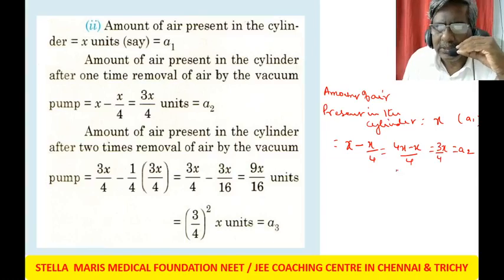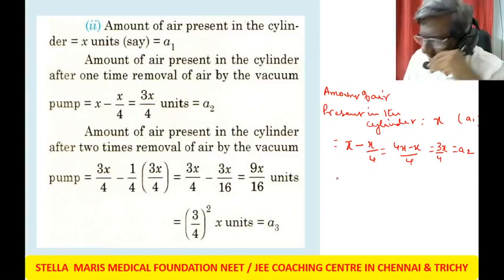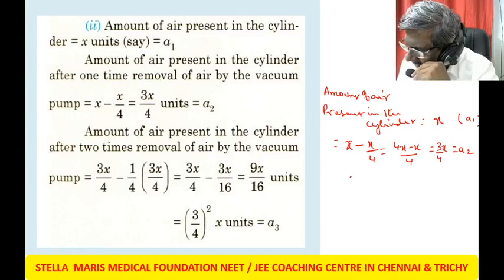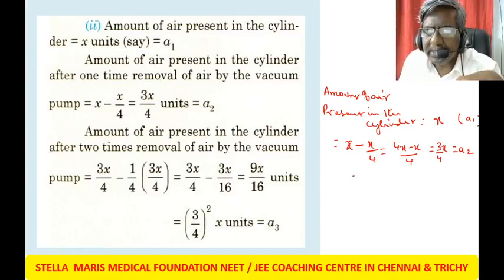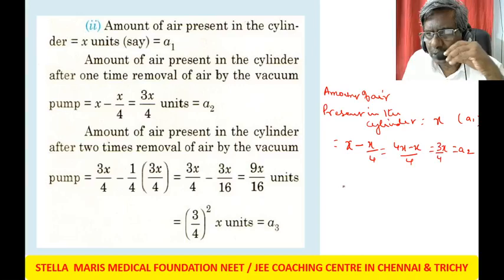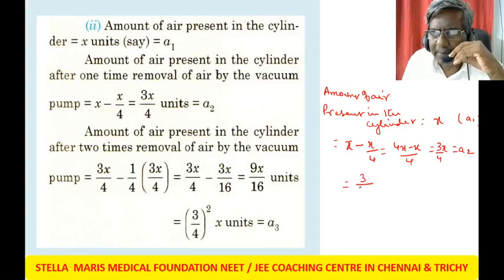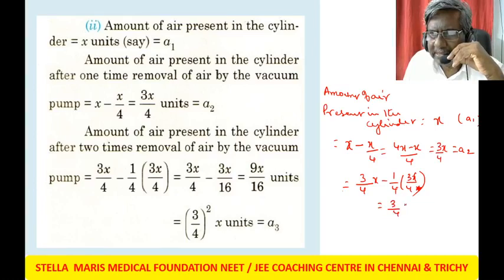Next, the amount of air present in the cylinder after the next time removal of air by the vacuum. So it goes to the third. That will be 3/4 x minus 1/4 of 3x by 4, because minus means we are removing. That will be equivalent to 3/4 x minus 3x by 16.